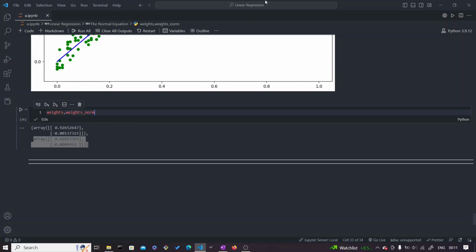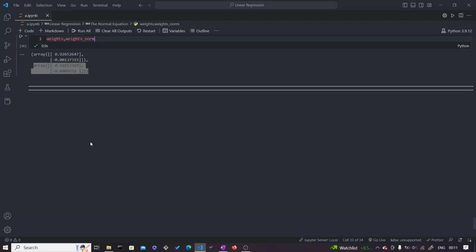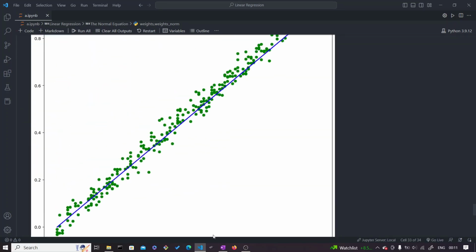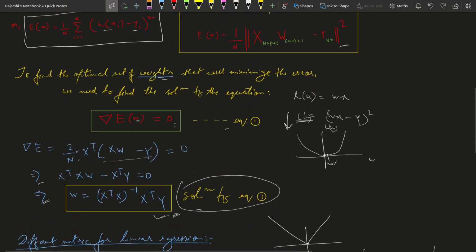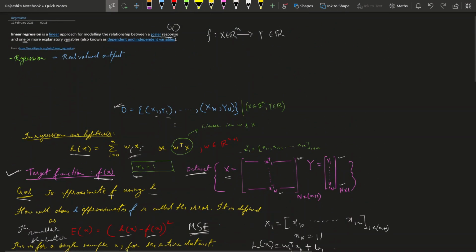So that's it. That was all about linear regression. I hope I was clear and was able to explain the basics of linear regression.